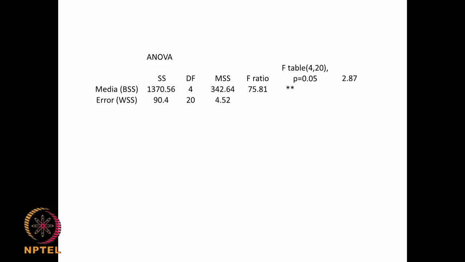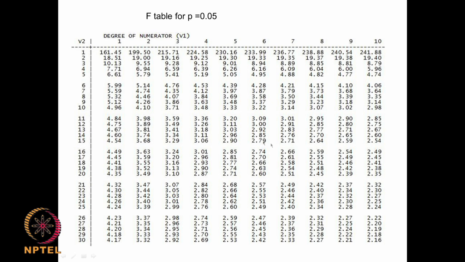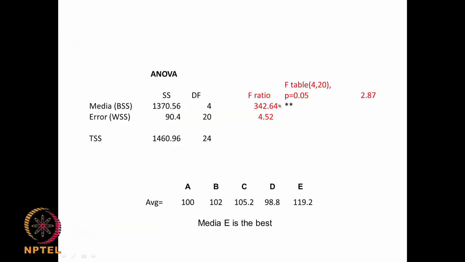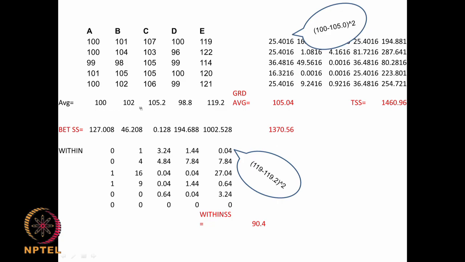Okay. Then how do you calculate the F ratio? You take the mean of this divided by the mean of this. So, we get the F ratio. Do you understand? So, that way the F value is much larger than the F value from the table, 2.87, which is the table value for 4 and 20 degrees of freedom, whereas we calculate 342.6. So, we can reject the null hypothesis. So, if you look at the media average, E gives you the highest.